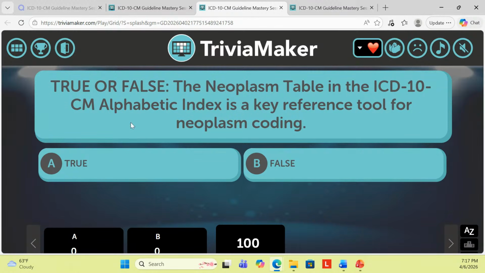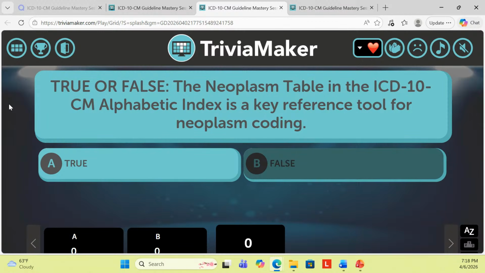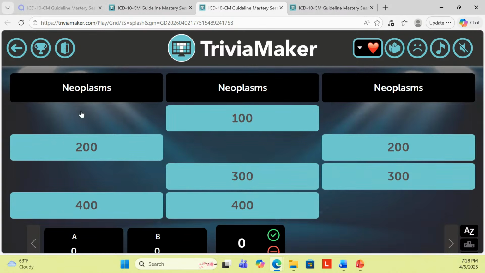All right. So, yes, this one is absolutely true. That's why I was hyping it up so much in the beginning. This neoplasm table is definitely a key reference tool. And I know I keep talking about sequencing, but it can definitely help with that as well, because it has things specifically organized with primary and secondary malignancy. So it makes that a little bit easier. That's a key reference tool you should be using if you are doing neoplasm coding. So great job. I know sometimes when they look like that, you wonder, is this a trick question? It's not a trick question, I promise.